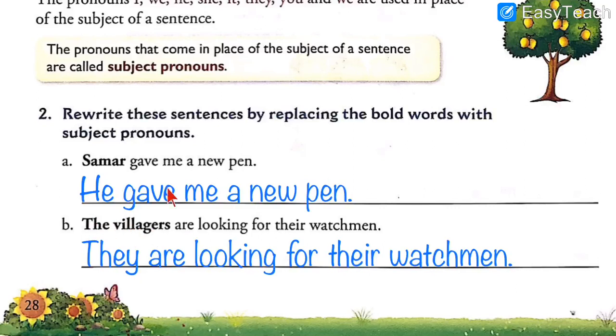Instead of the villagers, I have written the pronoun they because villagers is plural, and so we have to use the pronoun they. So that is the second answer. I expect you have written the answer. Just one word you have to change. Number 3.